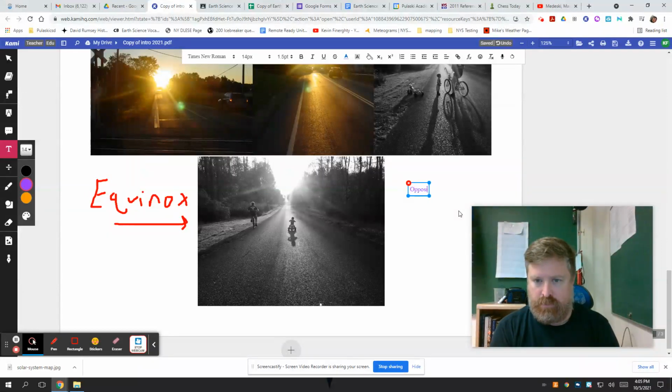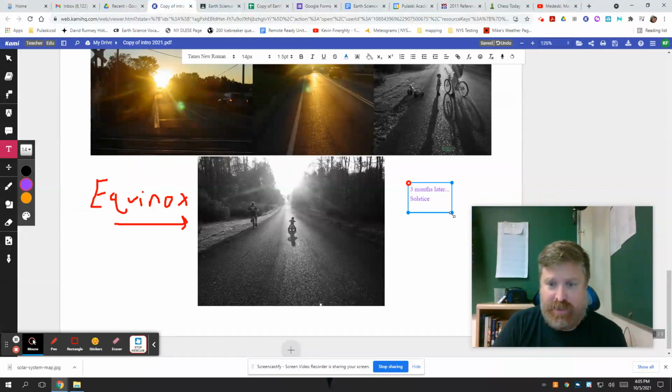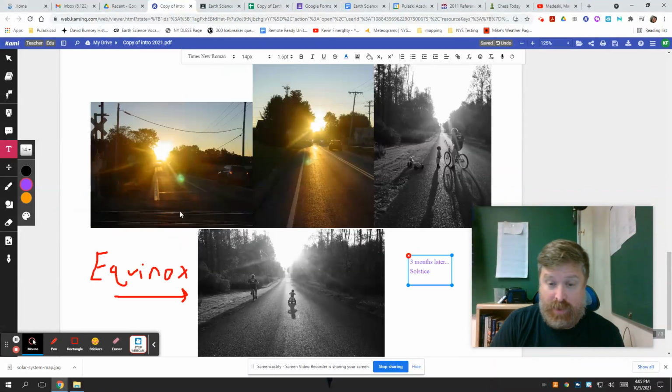That the opposite, well, I don't want to say opposite, 3 months later is the solstice. The two equinoxes pretty much work the same. You know, one's coming out of winter and one's coming out of summer, so there's definitely a difference in how we feel, but astronomically, they pretty much work the same. The two solstices are going to be different. So 3 months after one equinox will be a winter solstice, 3 months after another equinox will be a summer solstice, and we'll keep on talking about those.